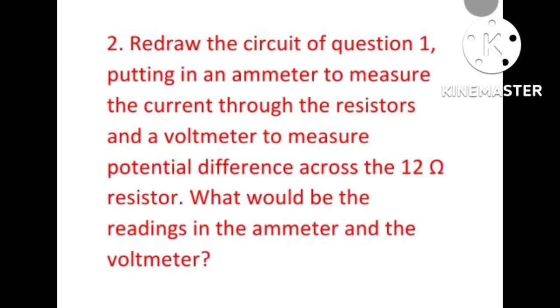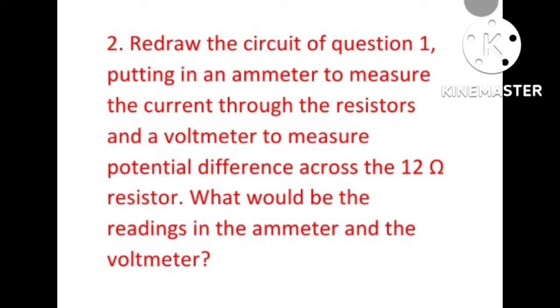Okay. Now question number 2. Redraw the circuit of question 1, putting in an ammeter to measure the current through the resistors and a voltmeter to measure potential difference across the 12 ohm resistor. What would be the readings in the ammeter and the voltmeter?